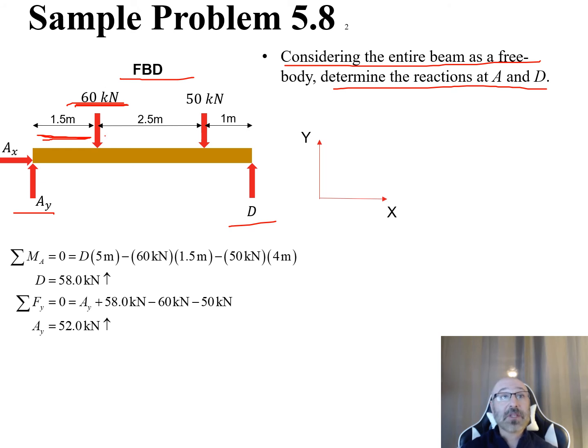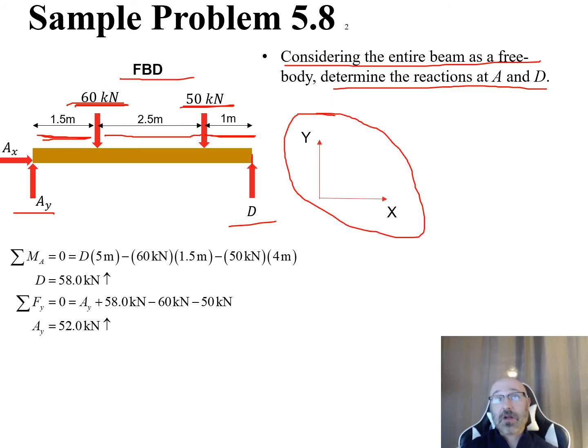Then we see between that 60 kilonewton load from our distributed load right there over to our other load right here, our point load over here, 50 kilonewtons right there. That's 2.5 meters, and that's 1 meter right there from the end over here where we have our reaction force D right there. So I'm going to go with a standard coordinate system right here. Standard X to the right positive, Y up positive.